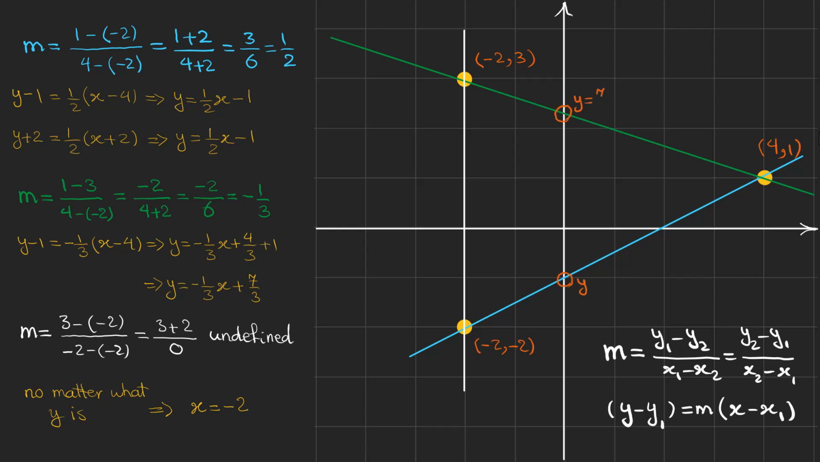Now pay attention to these 2 points, where the blue line and the green line intercept with the y-axis. And if you pay attention to the equations of these 2 lines, the blue line and the green line, you can see these the same numbers.